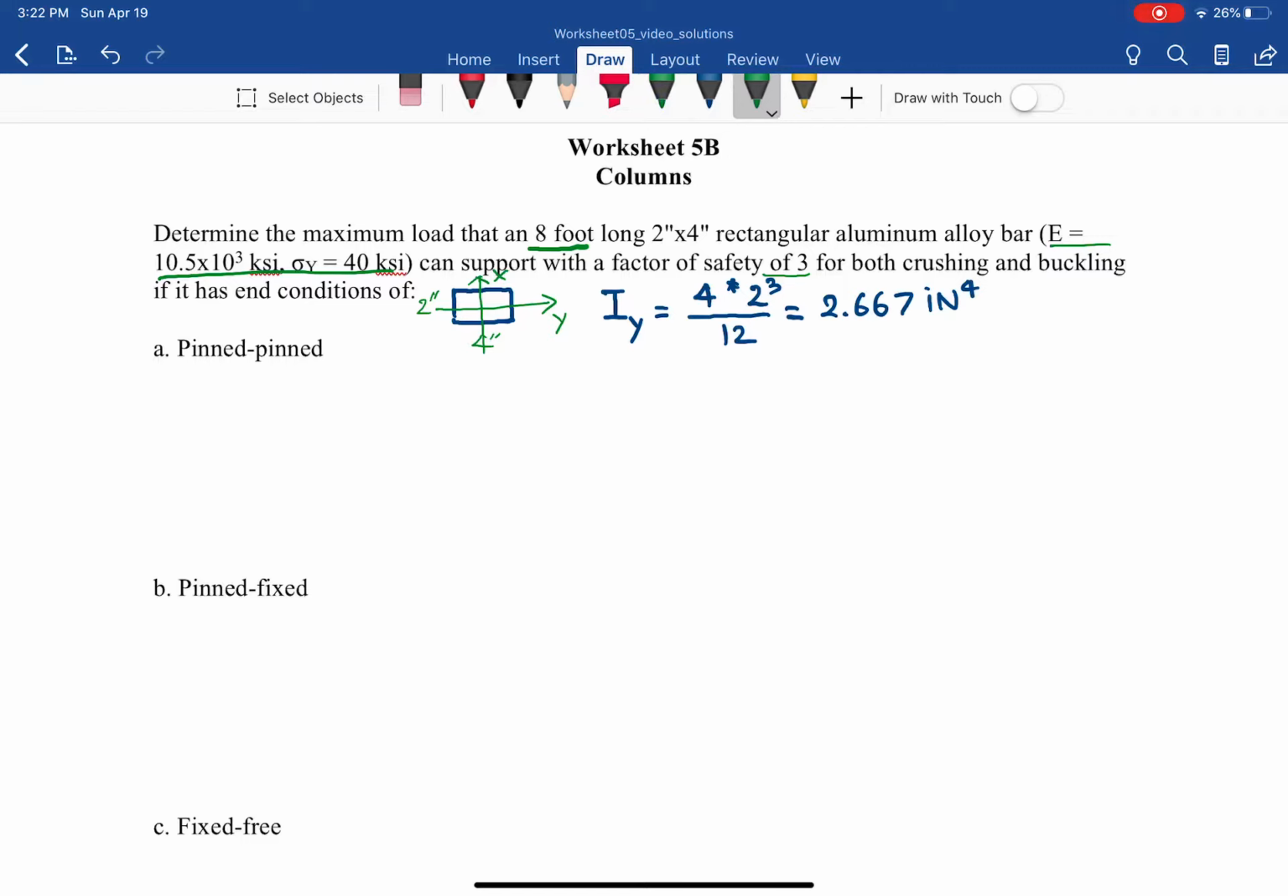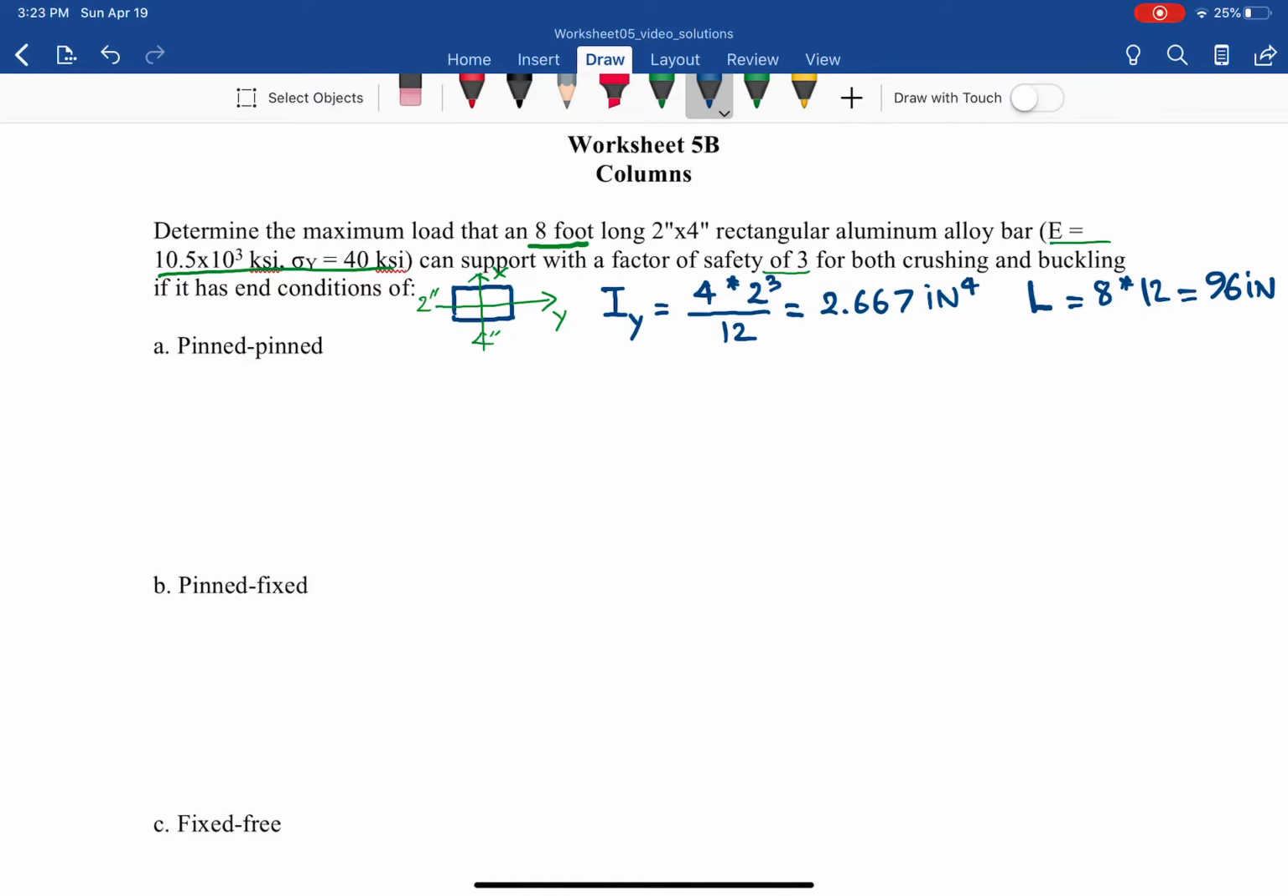So we will have the actual length L equal to 8 times 12 inch per foot, so it's equal to 96 inch. Now, as you can see, they give us the factor of safety for both yielding and buckling. So we have to consider the failure due to yielding and failure due to buckling. But let's consider the buckling first for each scenario.